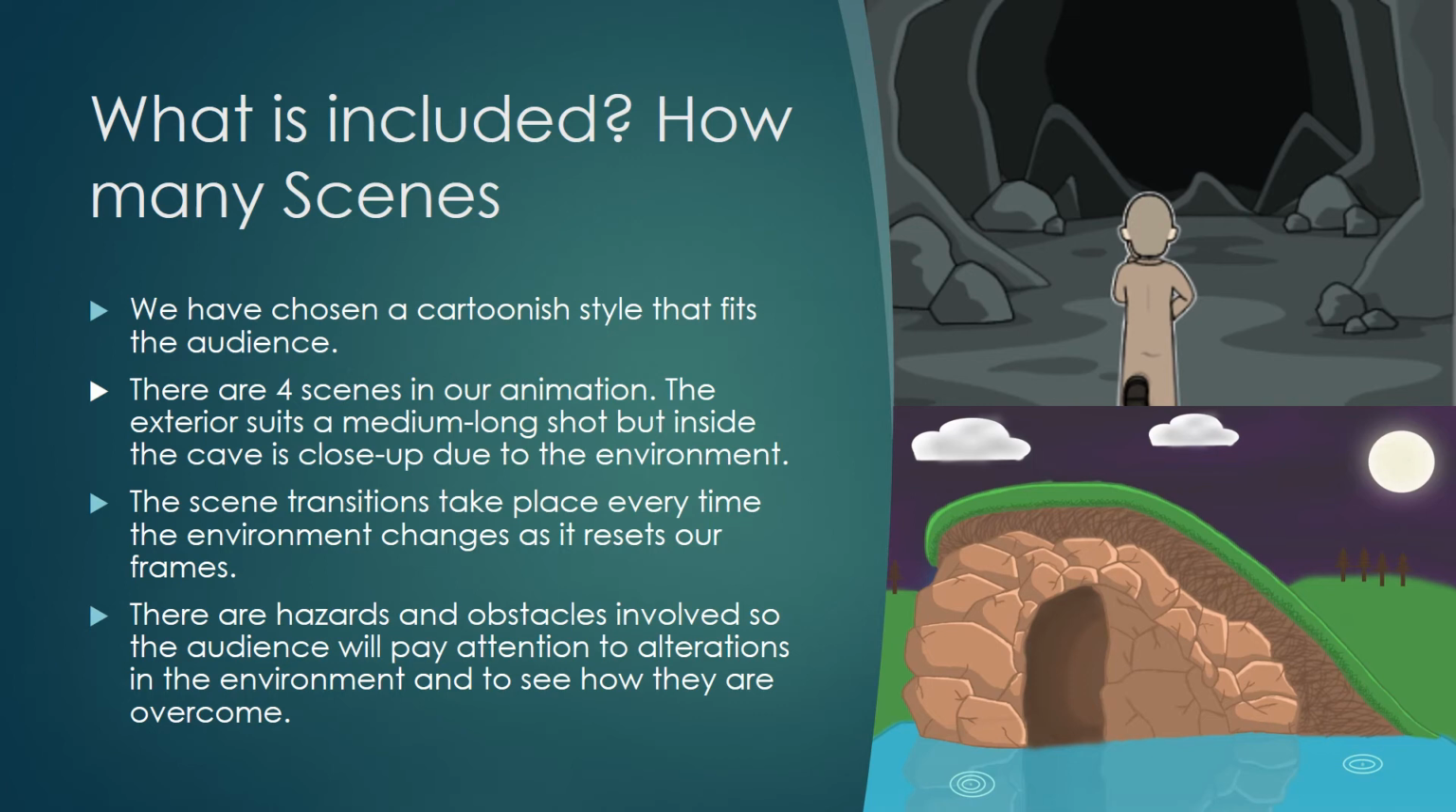to the environment. The scene transitions take place every time the environment changes as it resets our frames for the next scene. There are hazards and obstacles involved, so the audience will pay attention to alterations in the environment, the constant motion, something going on throughout every scene to keep the viewer's attention.